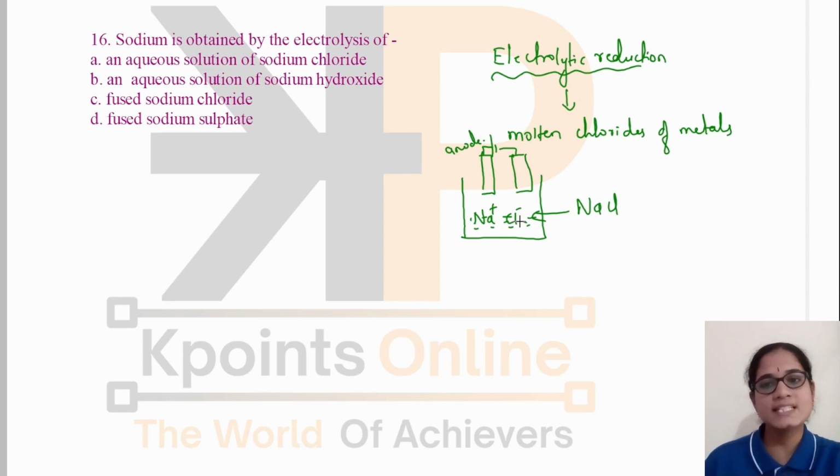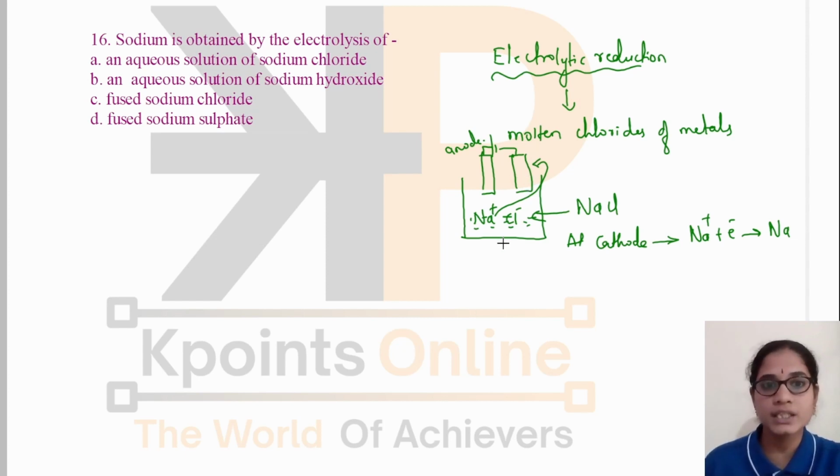So these chloride ions are attracted towards the anode, which is a positive electrode, and sodium ions are attracted towards the cathode. So at the cathode, what happens? Sodium ions will gain electrons to form sodium metal. So sodium metal is deposited on the cathode.